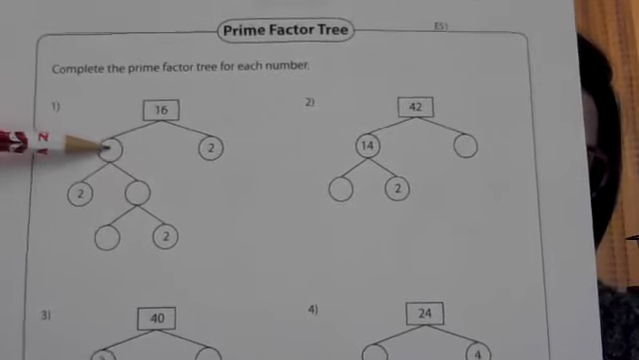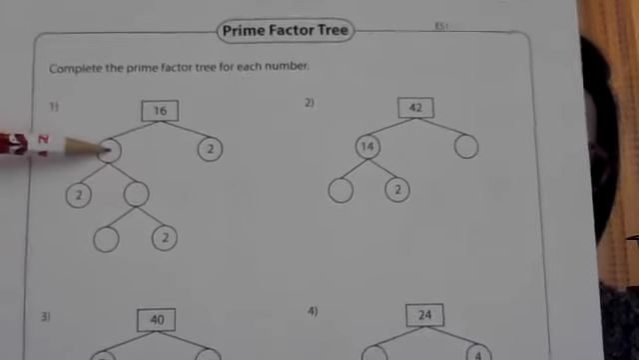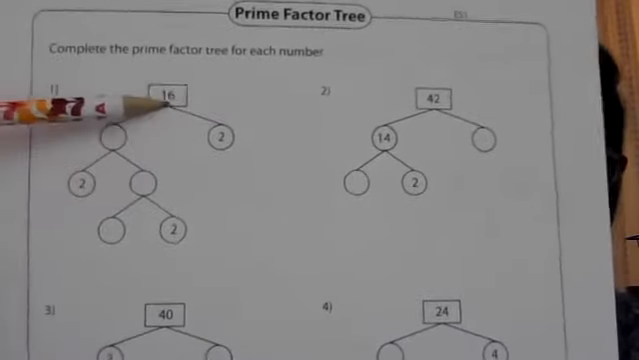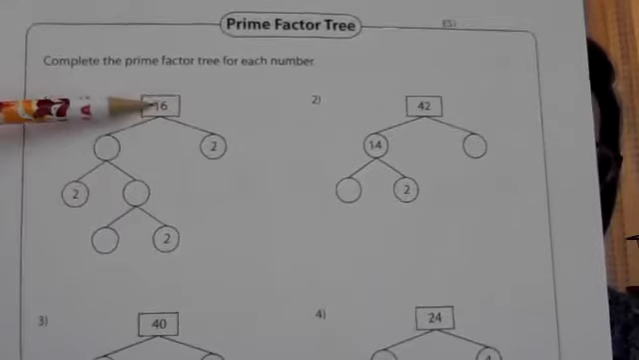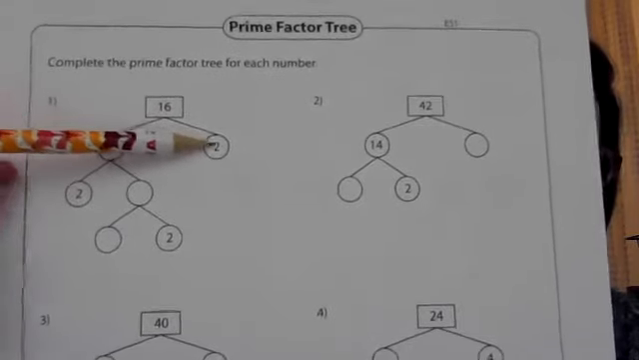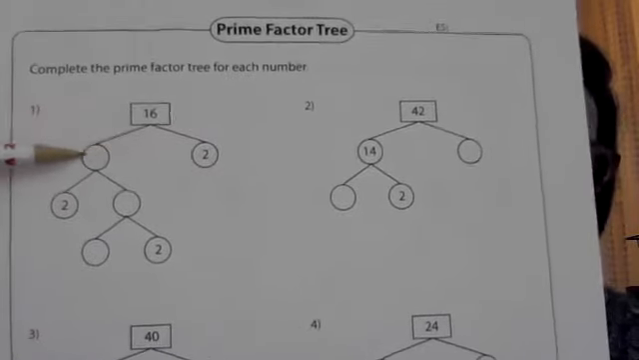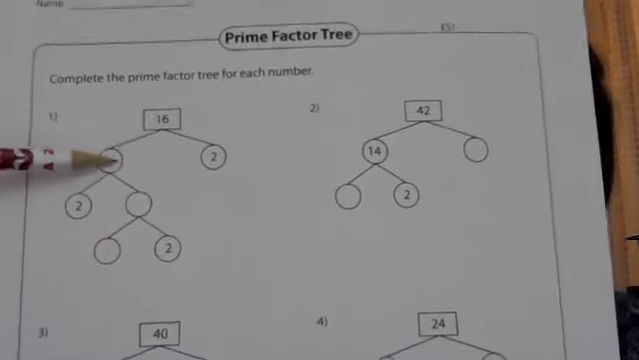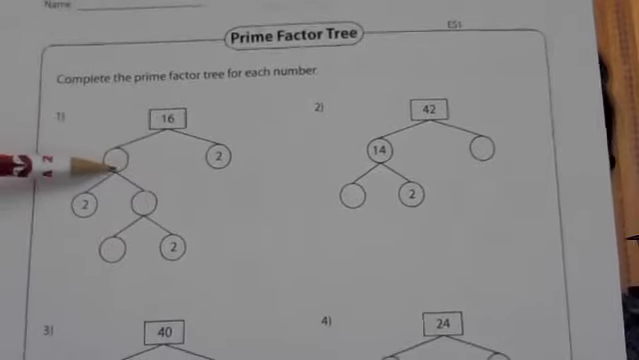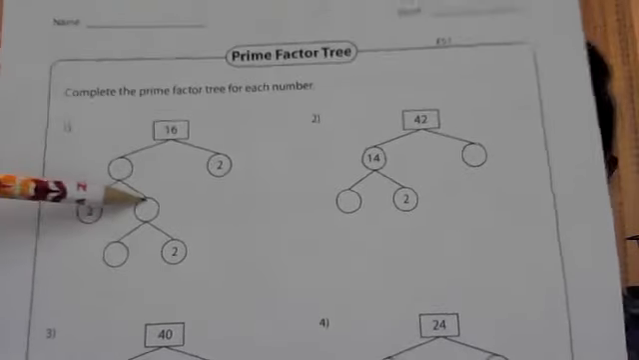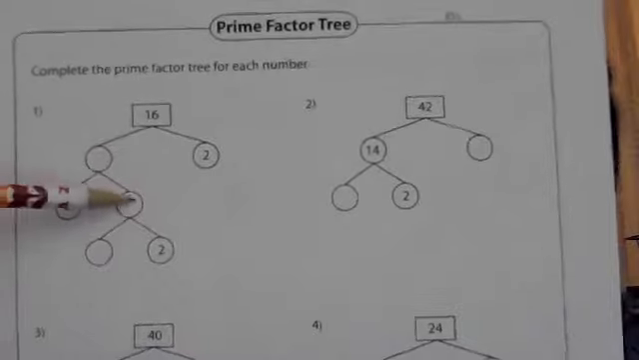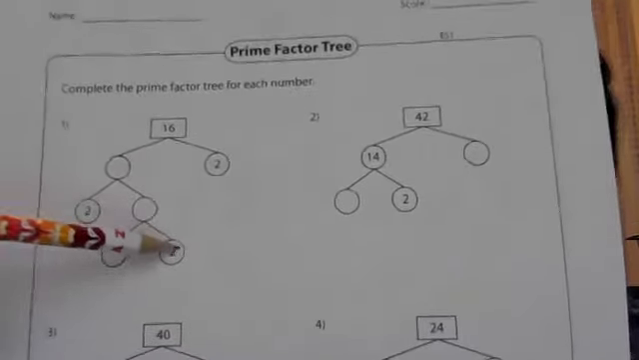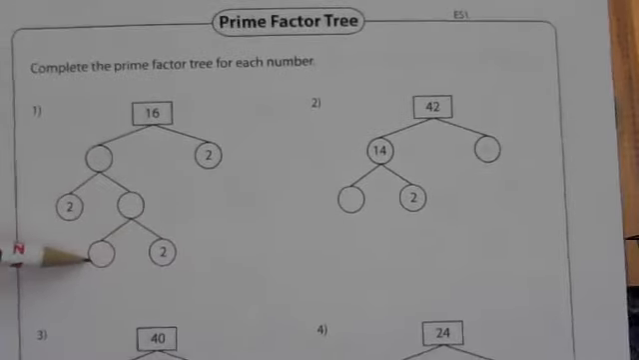You see? So maybe on this particular page, look here, 16, it says it's going to break down or divide by 2 and 8. 8 isn't a prime. So it will break down to 2 and 4. 4 is not a prime either. So it breaks down divided by 2 and 2.